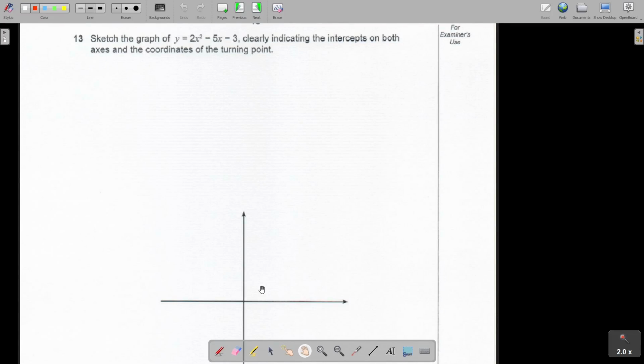Question number 13. Sketch the graph. This is a quadratic equation, clearly indicating the intercepts on both axes, that means the x-axis and the y-axis, and the coordinate of the turning point. Now, I'm going to take you to two places.